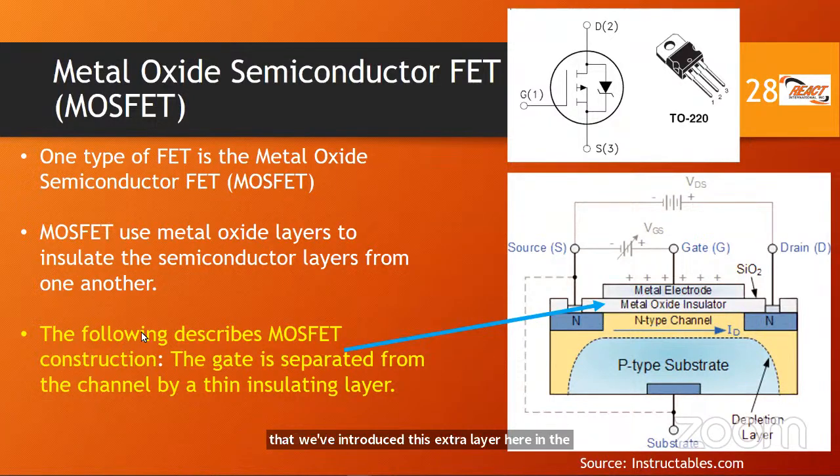So this is the exam question. The following describes MOSFET construction. The gate, which is this lead here, is separated from the channel by a thin insulating layer. And that thin insulating layer is made out of metal oxide semiconductor material. Hence the reason this is not a regular FET, this is a MOSFET.